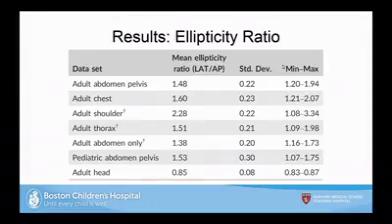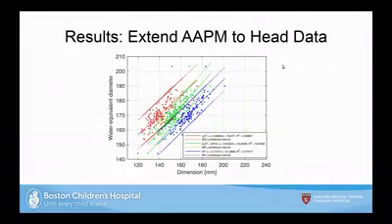Oh, sorry, can you go back? And I also want to say that this bit will be used in the next AAPM task group report, 297.